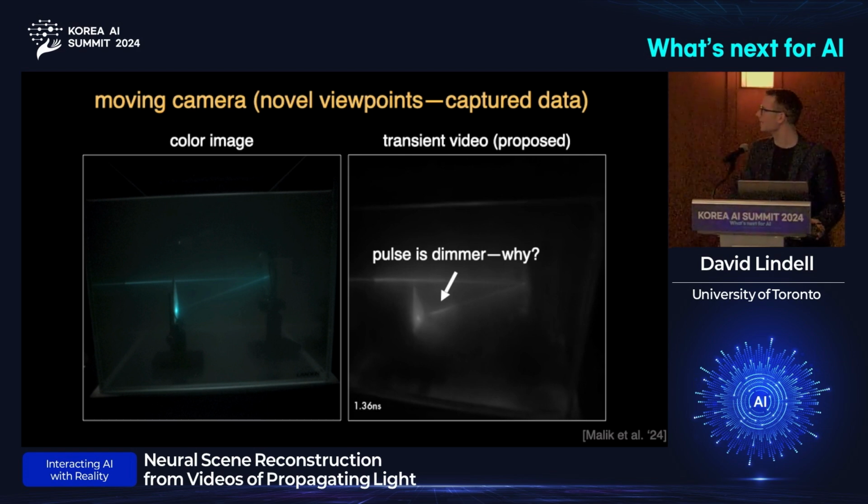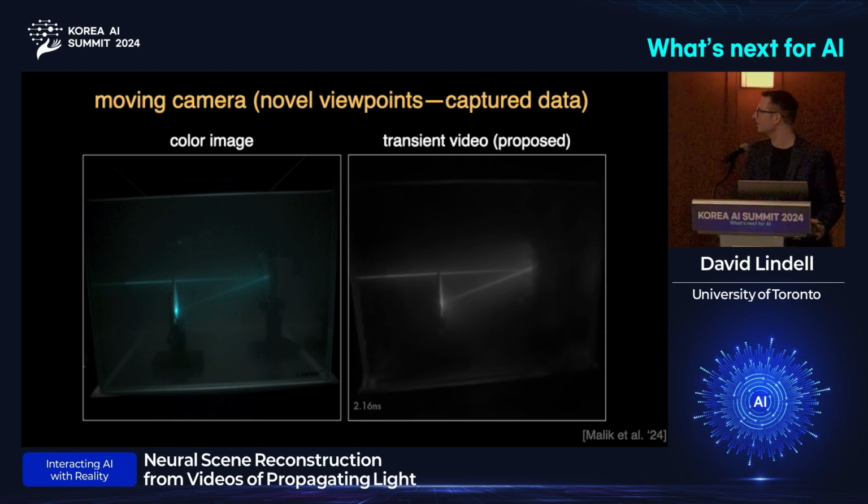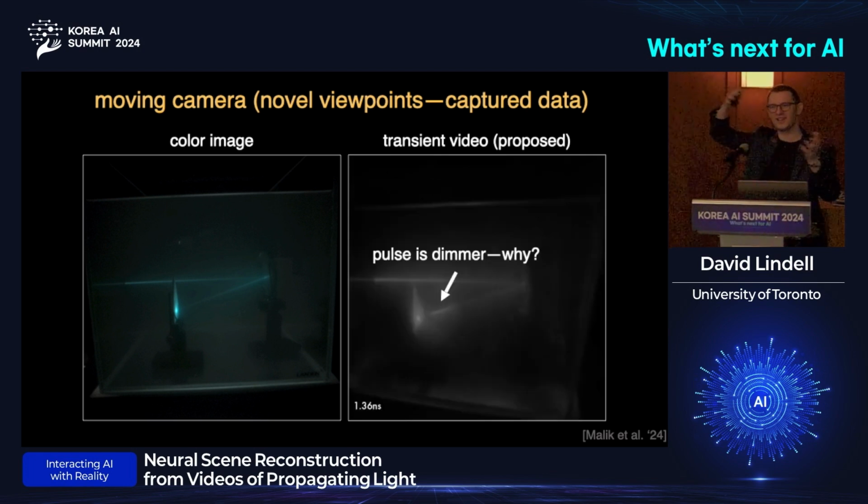Yeah, it's kind of fun to see how bright that specular reflection is, and then see the other reflection. And you can see that diffuse lobe of light come off of the diffuse reflector as well.